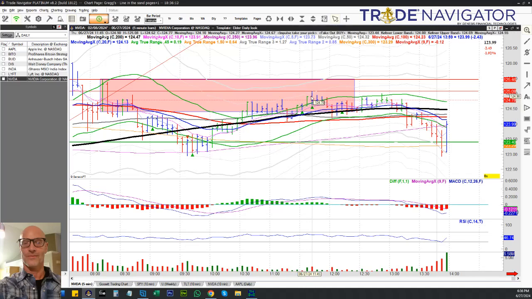Here's bar 1, here is bar 2. Bar 2 goes above the high of bar 1, closes below the close of bar 1. So it kind of went up, failed, came back down. Okay, so that's a good enough signal.